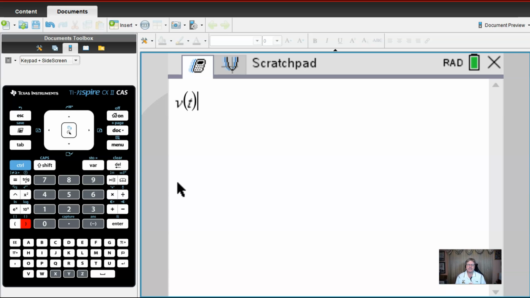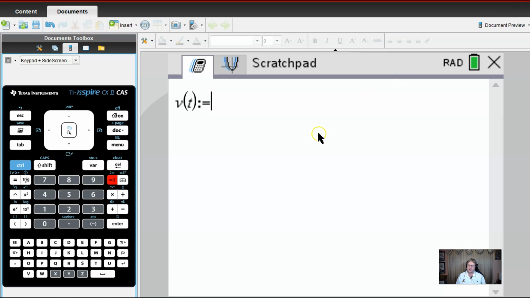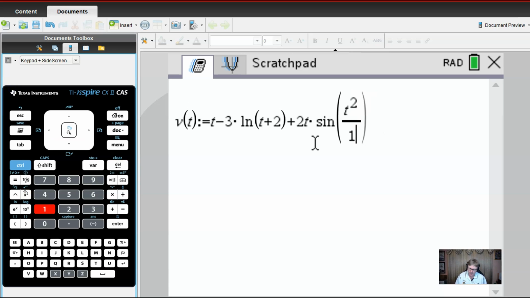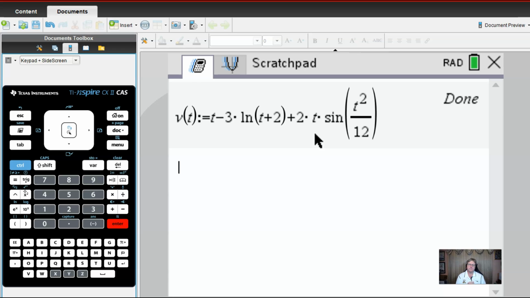Let's define the velocity. We're going to take the velocity and hit our control math template to get our colon equal. Then we're going to type in this expression, which is t minus 3 times the natural log of t plus 2, plus 2 times t, and this will be multiplied by the sine of the quantity t squared over 12. If you're using a TI-84, you're going to enter the same expression as the y1 function. Your variable will be x instead of t. So it looks like we've got everything that we need here. We're going to hit enter and make sure that it's matching the question that's on our page.